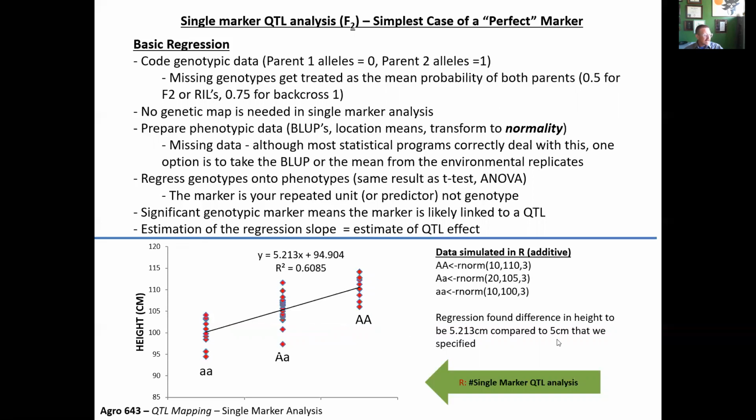right? And in this case, I simulated a difference of 5 centimeters from each. For those of you who are familiar with R, I used the R norm function to generate normal random values. And what we can see is little a had a mean of 100. The heterozygote had a mean of 105. Big A had a mean of 110. And then there was variance and a number of observations associated. So here's your 1 to 2 to 1 ratio that you would expect from a single locus.